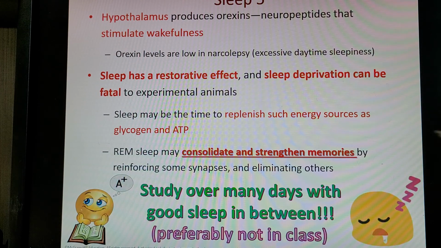It also can help consolidate and strengthen memories. So, for example, as you're studying for your exam, studying as you go along helps because you're getting sleep in between the days as you're going along, just preferably not in my class. However, this is a whole lot better than trying to cram and you only have a night or two in order to get that sleep to create those good memory connections. So studying over time is going to be helpful.